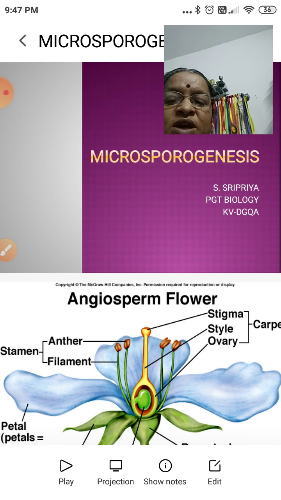Here you are able to see two different ways in which the tetrads are produced. Here it's a continuous process, whereas here you are seeing the cross walls also being produced, and then successively the cell again divides, the second meiotic division ultimately to produce the four cells.